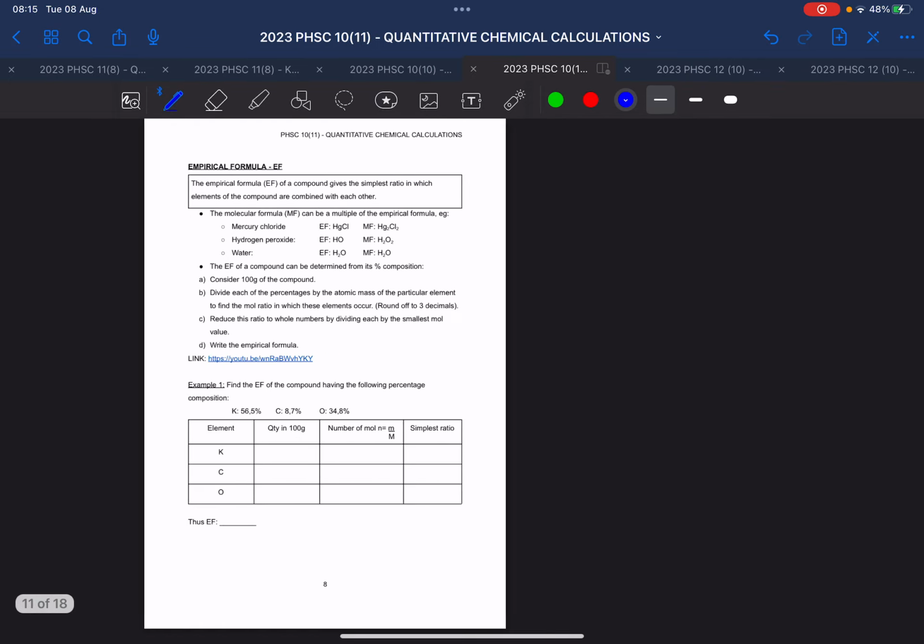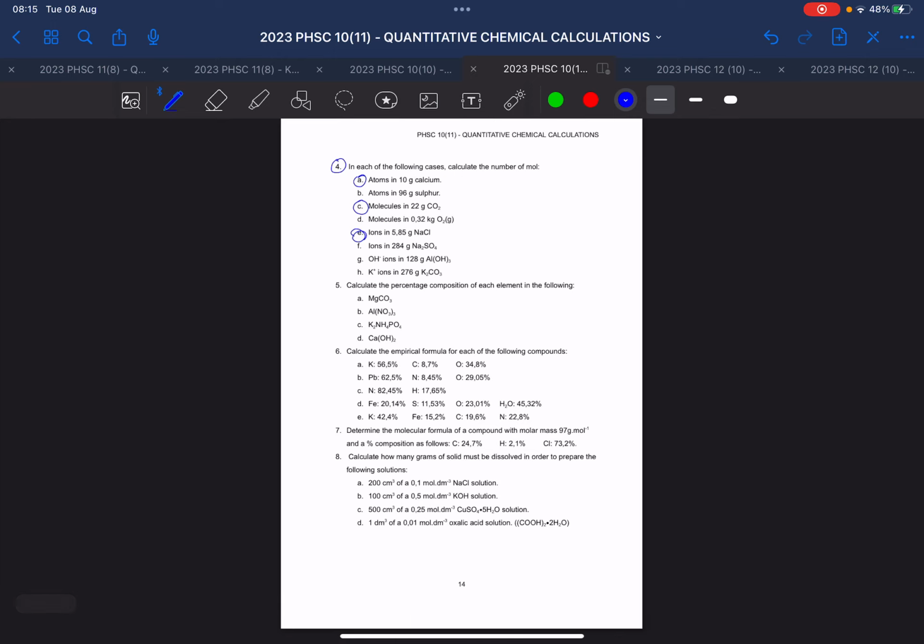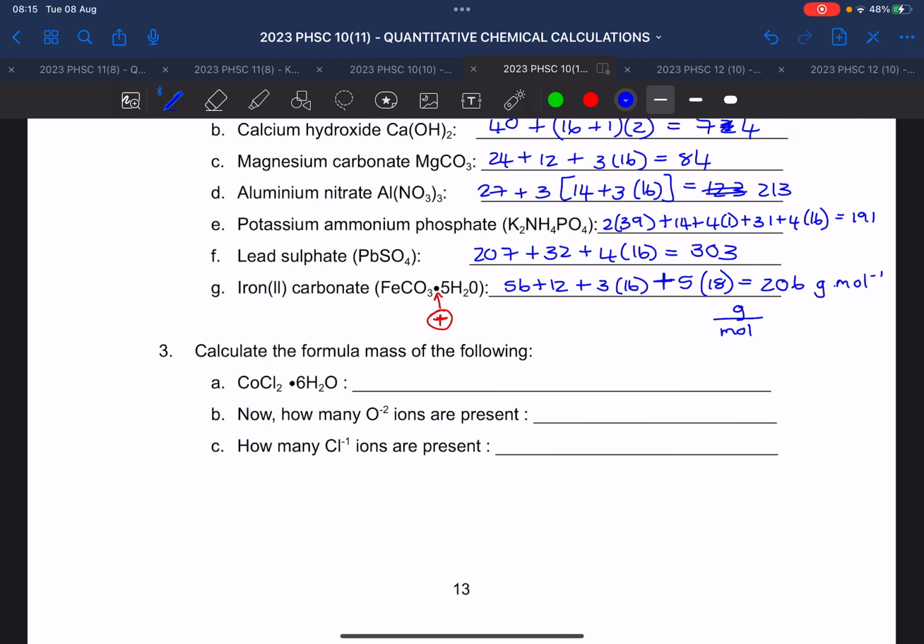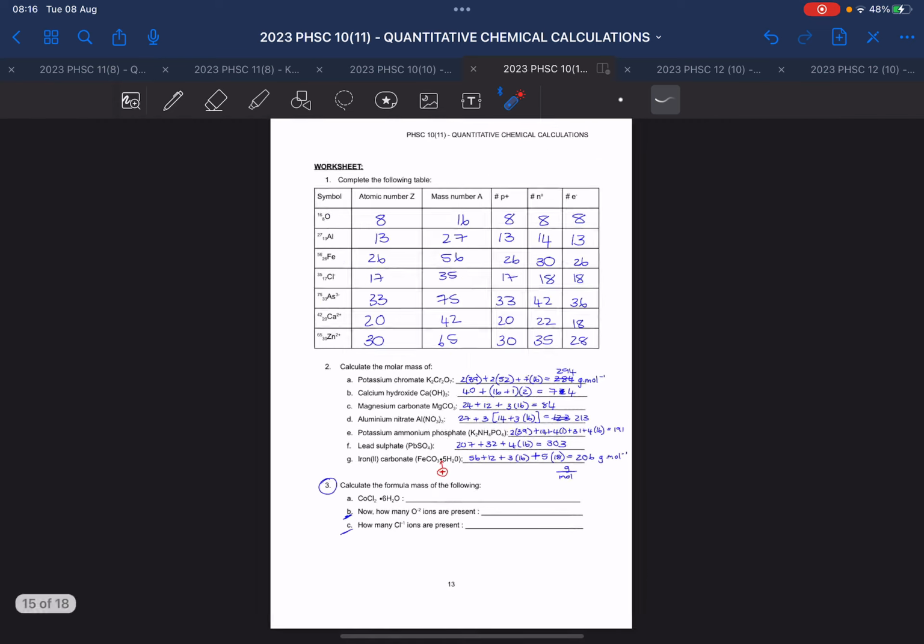Okay, so before I go on, your homework will be number 3. At number 3, at B and C, they ask how many oxygen ions are present, how many chloride ions are present. You can just tell me in this one molecule, you have 2 chlorine ions. You understand? So you don't have to say times 6.02 times 10 to the power 23. You don't have to do that. Just see there's 2 chlorine ions, and X amount of oxygens. So you have to do number 3.